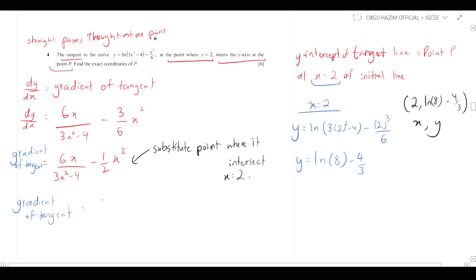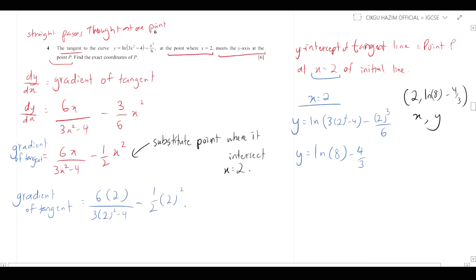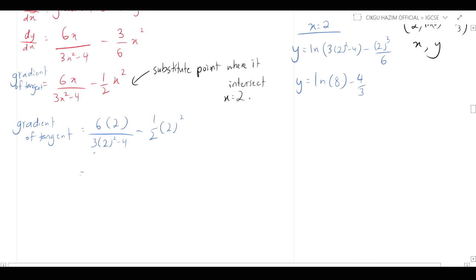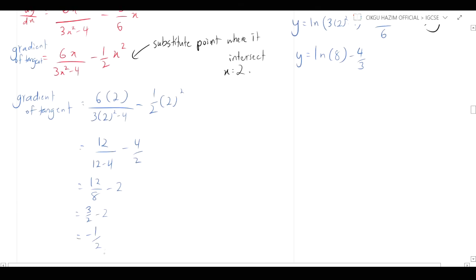It's going to be 6(2) over 3(2 squared) minus 4, minus 1 over 2 multiplied by 2 squared. So that's how we do it. Of course, it's going to be long here. So 12 over 12 minus 4, minus 4 over 2. Simplify: 12 over 8 minus 2, we're going to have 3 over 2 minus 2, we will have negative 1 over 2. That's going to be your gradient. So the gradient of the tangent is negative 1 over 2.